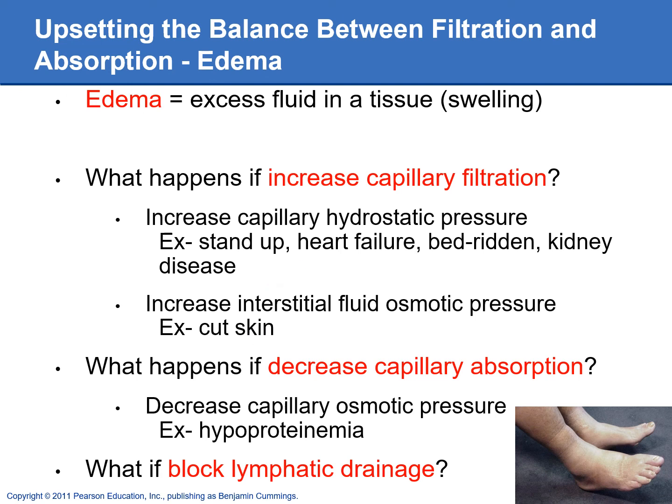If we decrease capillary absorption, how we do that is by decreasing the capillary osmotic pressure. What if we decrease the amount of proteins in the blood? That's called hypoproteinemia. There are a lot of different causes for that, but maybe you have liver disease and you're not making as many proteins in the blood anymore, or maybe you have kidney disease or GI disease and you're losing a lot of proteins through those organs.